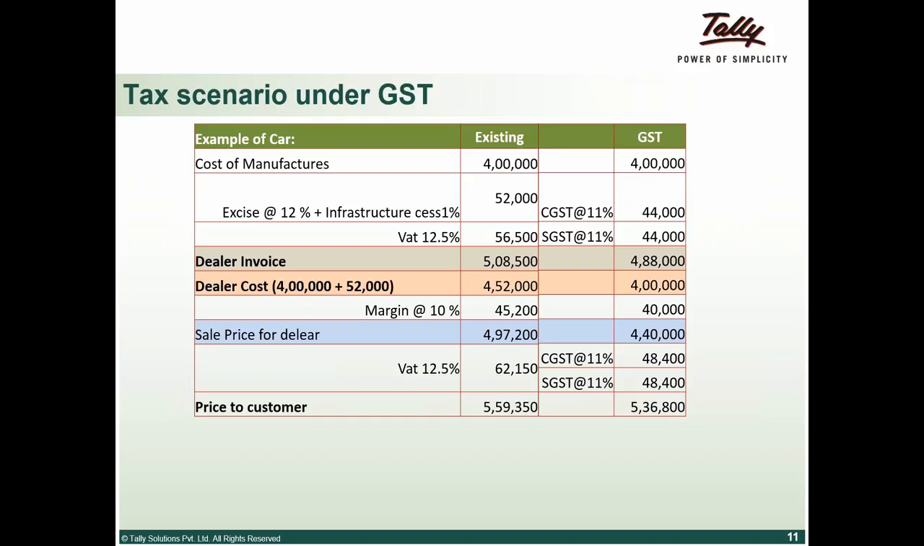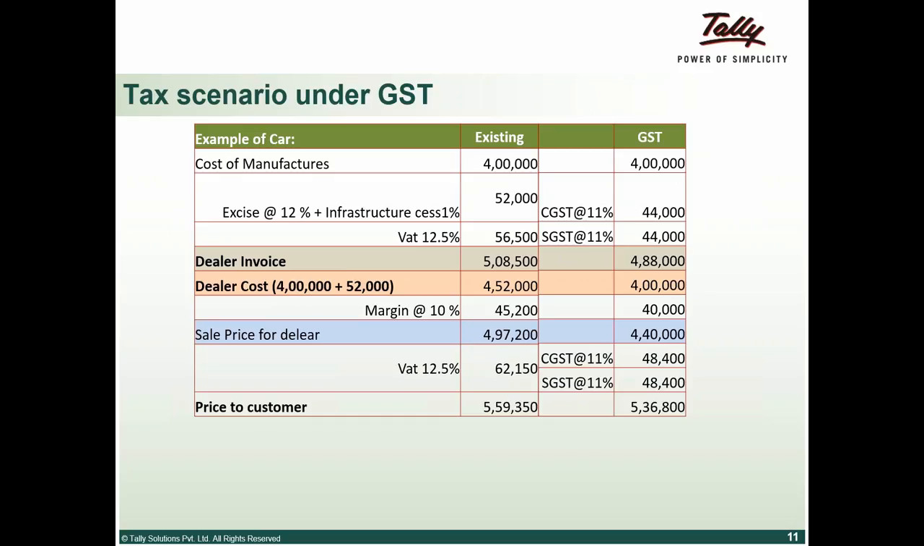Now let's come back to the dealer invoice value. The dealer invoice value under GST is going to be 4,88,000 rupees. So what is going to be the cost to the dealer? It is going to be 4 lakhs. Right? In the earlier case, it was 4 lakh plus the excise duty of 52,000. But under GST, the car dealer is now eligible to claim input tax credit on GST, which has the CGST of 11% component and SGST of 11% component. He can claim that as ITC. So that is the reason why this 44,000 is not getting added as cost. So now the cost to the dealer still remains the base cost of 4 lakh rupees.